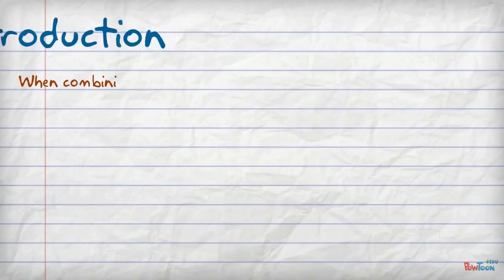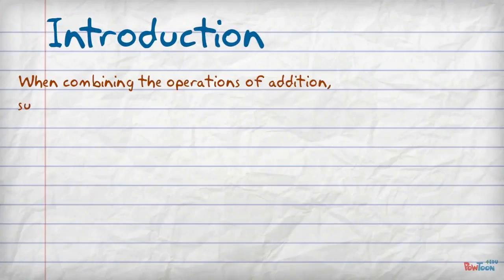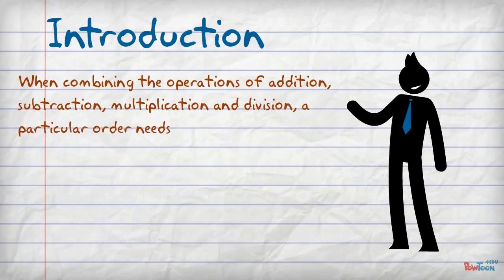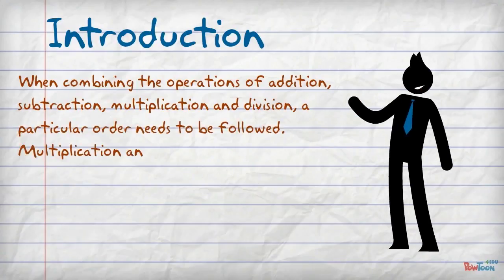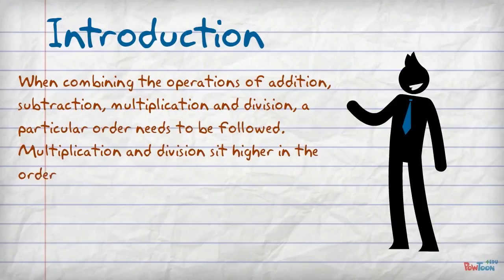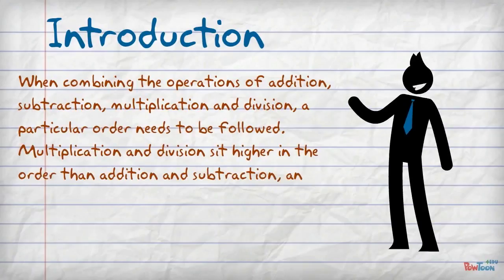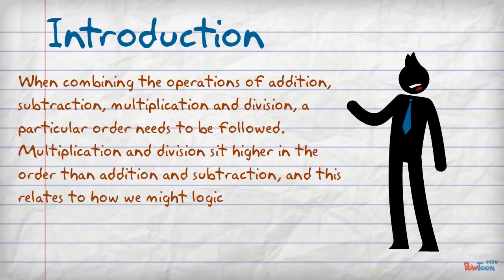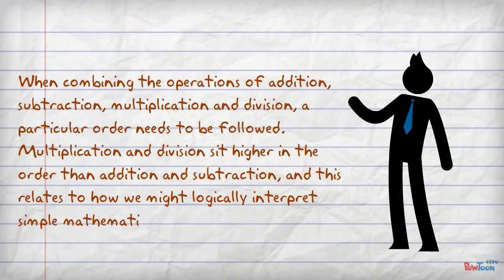When combining the operations of addition, subtraction, multiplication and division, a particular order needs to be followed. Multiplication and division sit higher in the order than addition and subtraction, and this relates to how we might logically interpret simple mathematical problems.